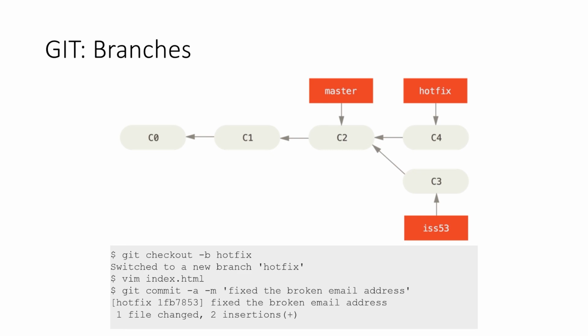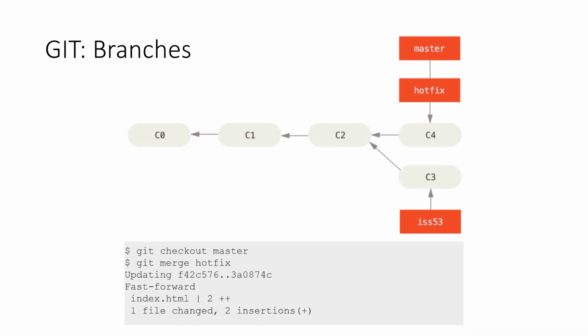This is an important point to remember. When you switch branches, Git resets your working directory to look like it did the last time you committed on that branch. It adds, removes, and modifies files automatically to make sure your working copy is what the branch looked like on your last commit to it. Next, you have a hotfix to make. Let's create a hotfix branch on which to work until it's completed.